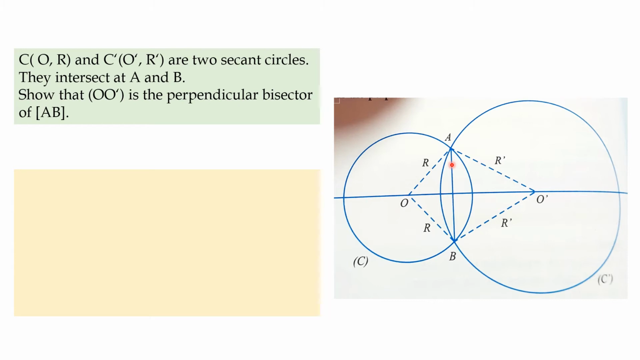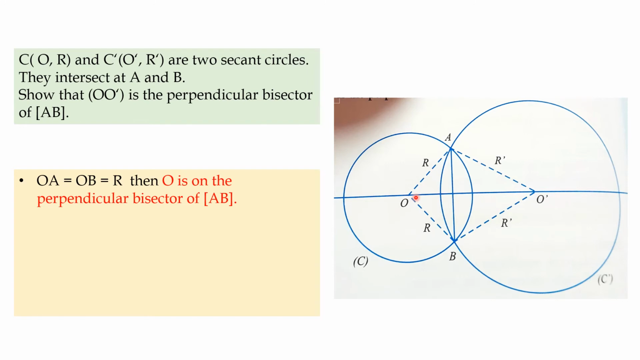The definition says a line is the perpendicular bisector of a segment if it's perpendicular to it and passing through its midpoint. How to apply the properties? Here, for example, OA and OB are two radii of the same circle, and we know that radii of the same circle are equal. Since OA equals OB equals the radius, then O is equidistant from both extremities A and B. This means that O belongs to the perpendicular bisector of the segment AB.